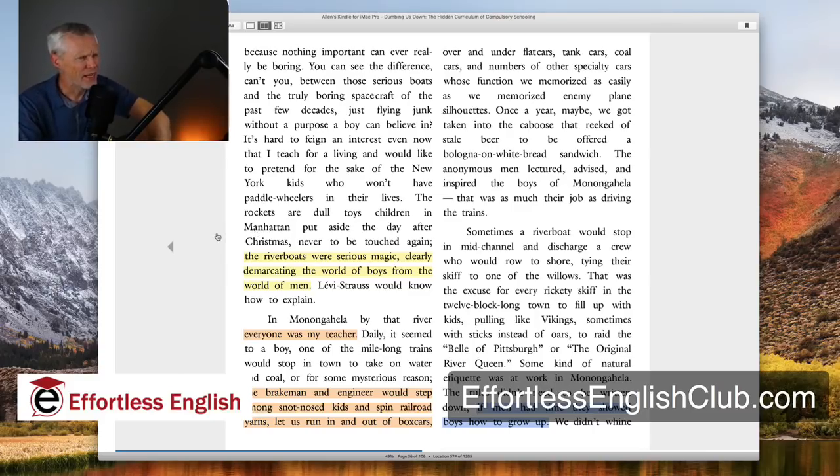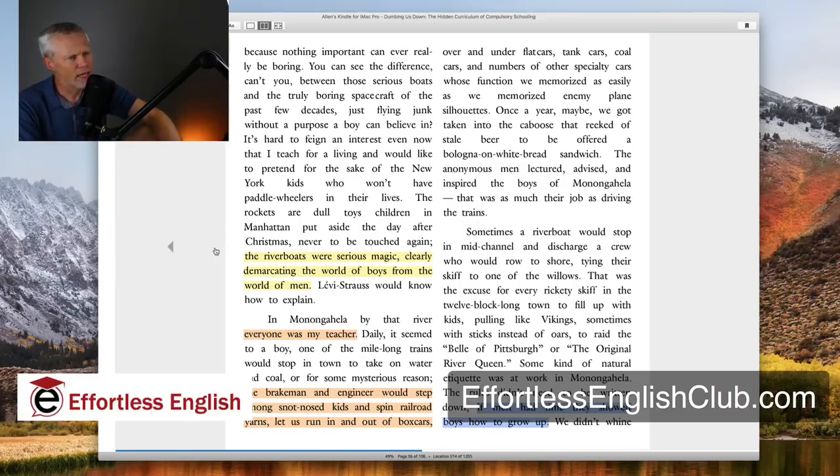And he says that when he was a child, the river boats were serious magic. They represented the world of men, the world of grown men. So he was a child, but he could see all these grown men working on these boats. Because these were not boats for fun. These were boats for trade. These were working boats. So he felt these boats were magical, because it was like, oh, all the men working. That's the world of men, right? He's still a child. So he's really curious about it.